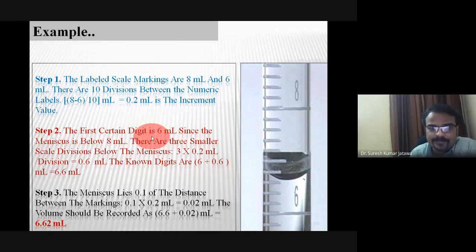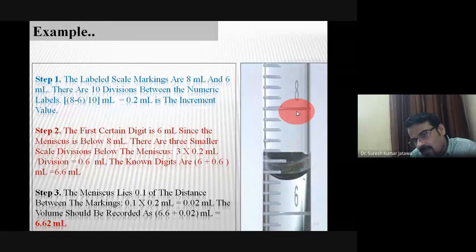Then second step, the first certain digit is 6 ml since the meniscus is below 8 ml. Here you can see the meniscus is here, it is below 8. So here is 6, it means 6 ml is there. Then what is this amount? So we have to calculate this volume.